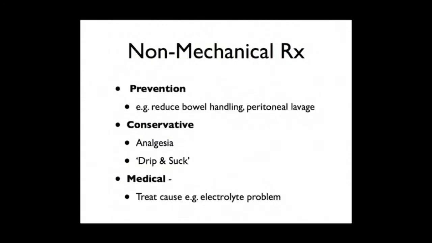In terms of non-mechanical obstruction, obviously you want to prevent these things happening, so you reduce bowel handling, peritoneal lavage, things like that. In terms of the conservative management, once again, you need to give analgesia, you need to drip and suck. And then for medical management, you really want to treat the cause. So if there's an electrolyte aberration, then you want to correct this, and hopefully then the non-mechanical obstruction will resolve.